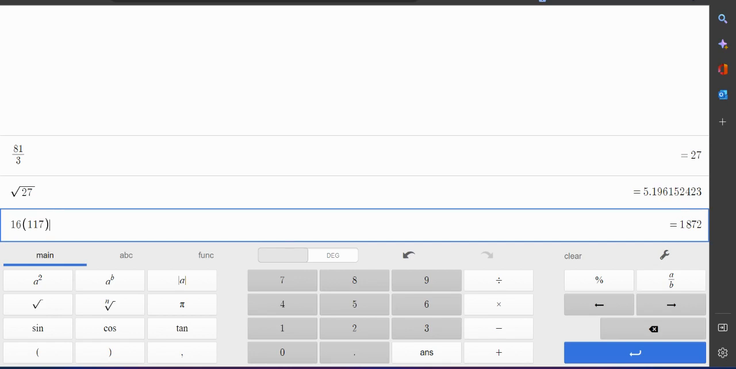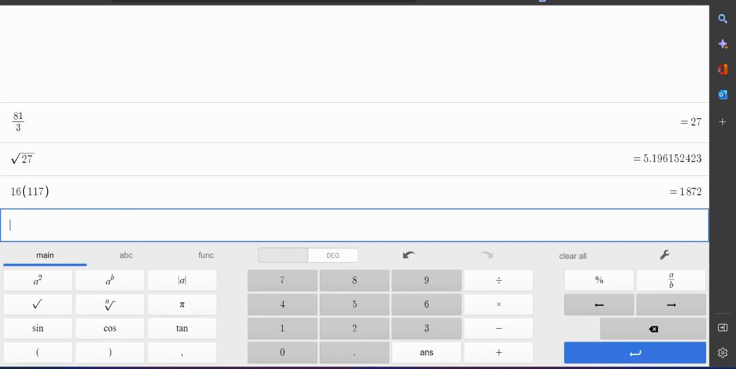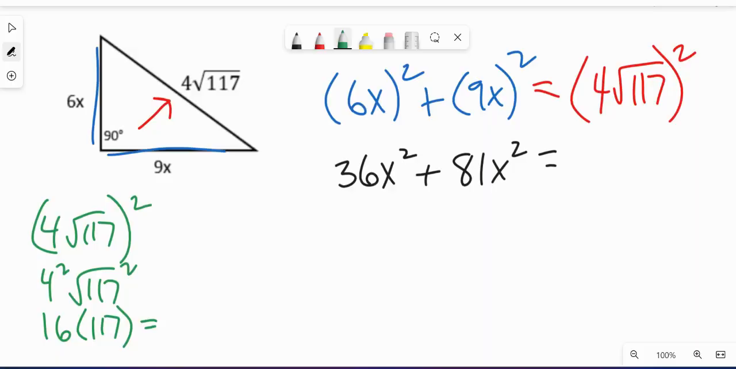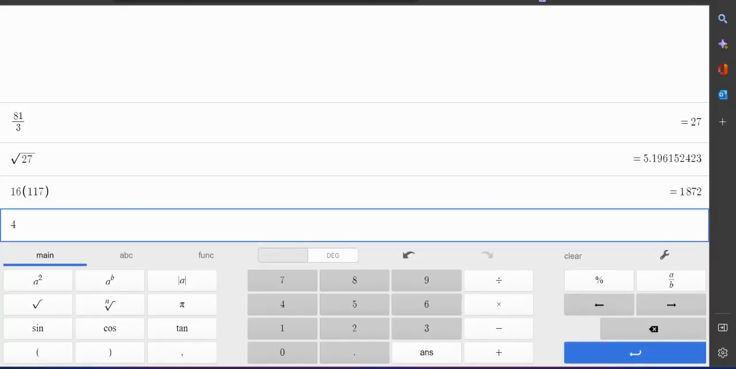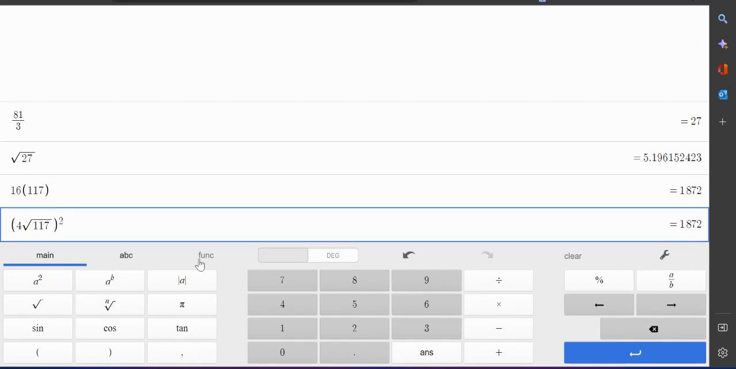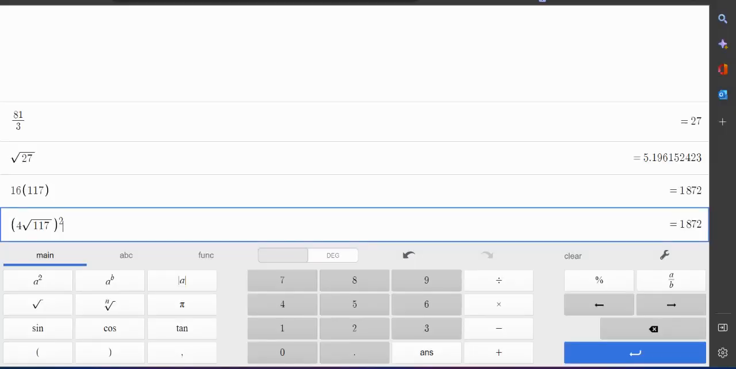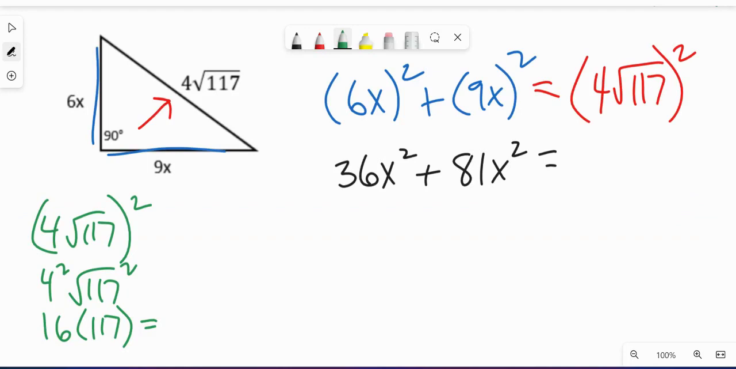Now, let me just double check that with the radical. So let's see. So 4 square root of 117 squared. Oh, let me put parentheses. 4 square root of 117. And make sure the parentheses are fully around everything. Squared is the same thing. Good. So that's a good way to check our answer. Again, if you have a calculator with parentheses, even better to do this for you. So it was 1872.